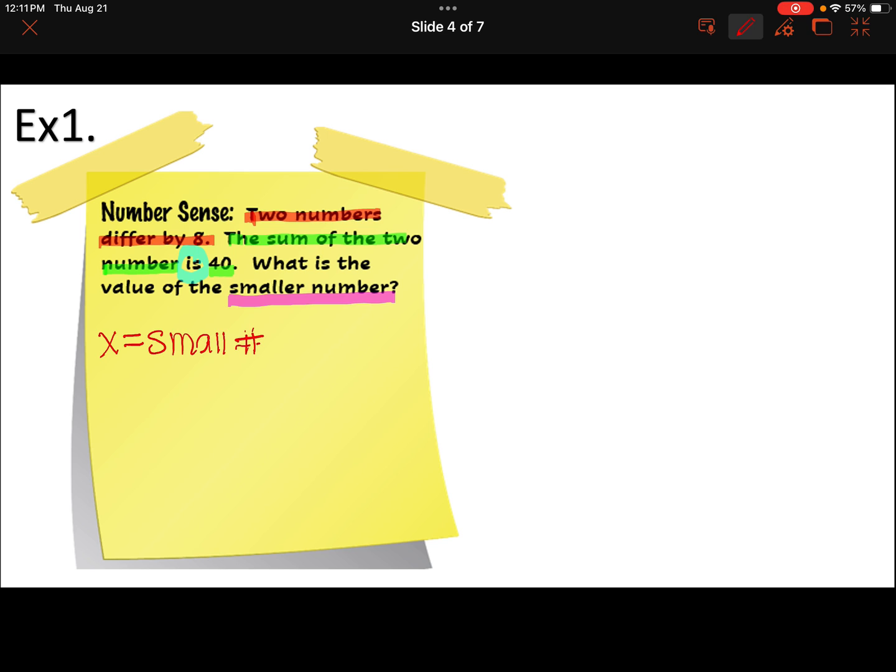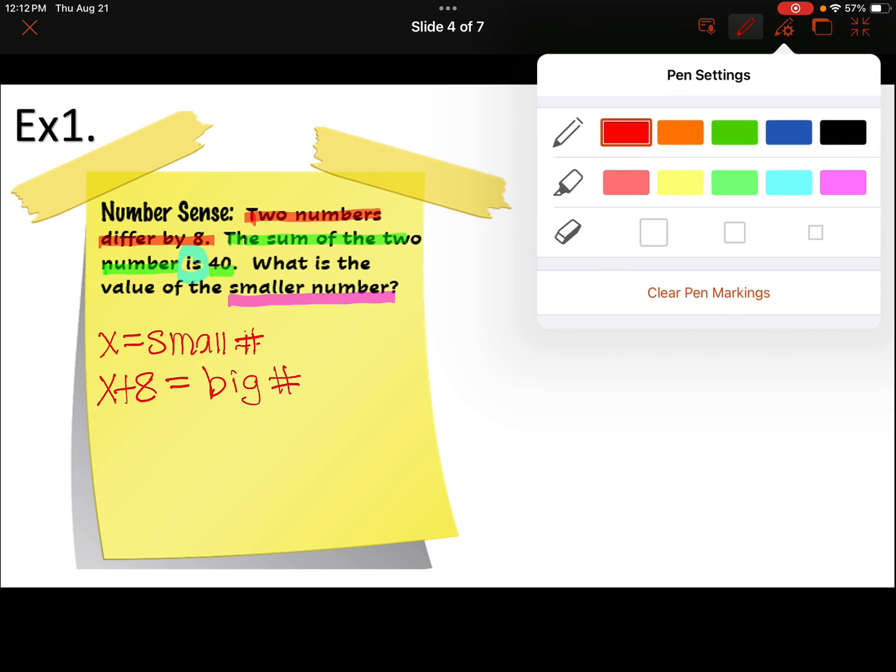Okay, so then, 2 numbers differ by 8. So let's say you and your sibling are 8 years apart, and you're the younger. You would be X, and your older sibling would be X plus 8, because you're 8 years apart. So if X is the smaller number, and the 2 numbers differ by 8, then the bigger number is just going to be X plus 8, equals the big number.